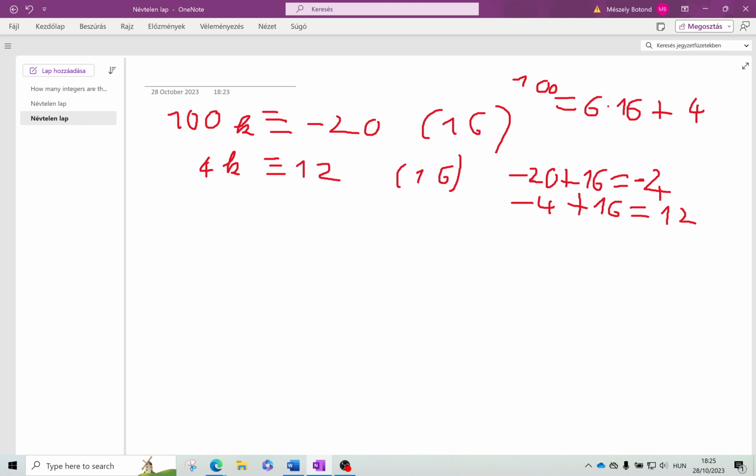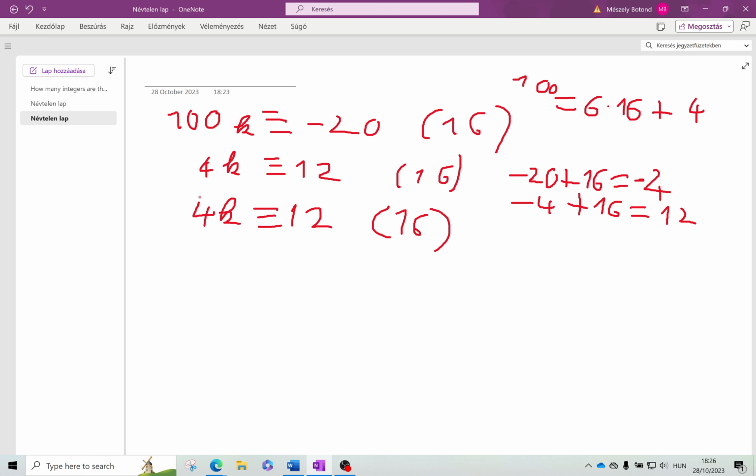Because -20 and -4 are congruent modulo 16, and -4 and 12 are congruent modulo 16. These are the steps to make a congruence simpler, so you don't always need to work with huge numbers or negative numbers. These are always steps that you can perform. Alright, we now have 4k congruent 12. So now comes the tricky part.